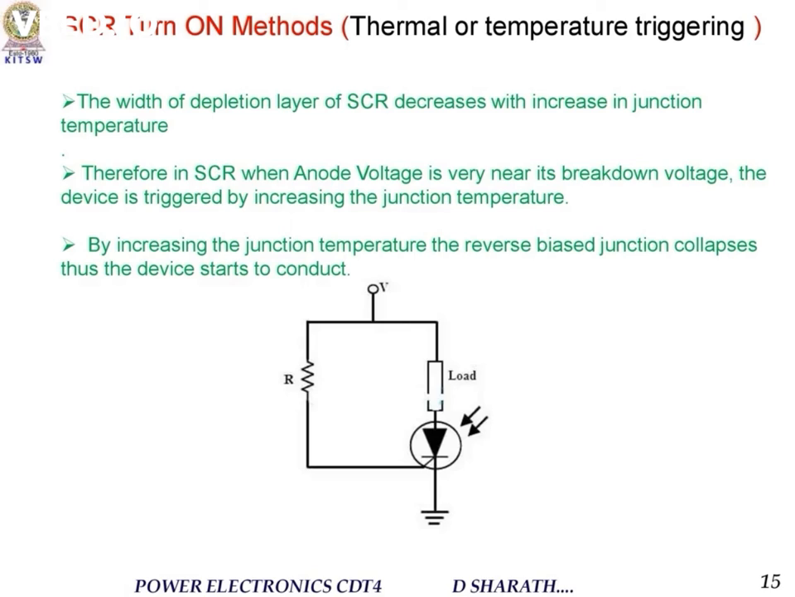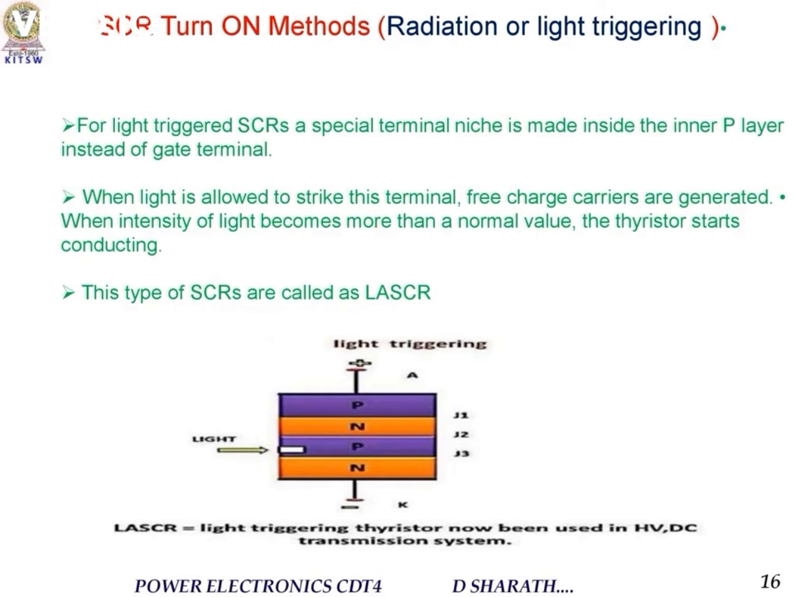Next, temperature triggering. The width of the depletion layer of the SCR decreases with an increase in the junction temperature. Therefore, when the anode voltage is very near its breakdown voltage, the device is triggered by increasing the junction temperature. By increasing the junction temperature, the reverse biased junction collapses. Thus, the device starts to conduct by thermal triggering.